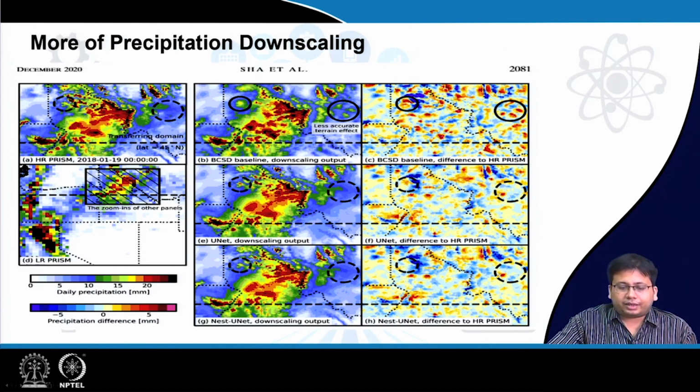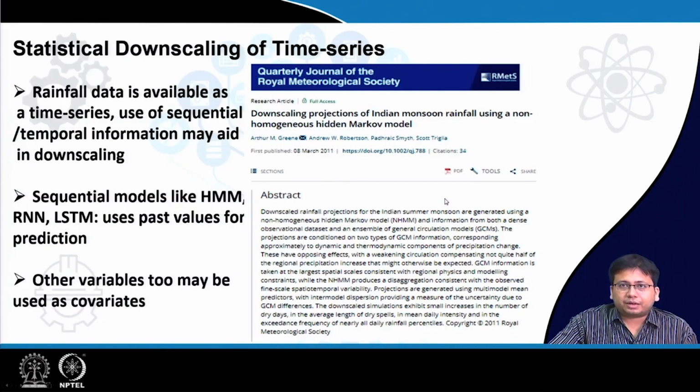And then once again they calculate the differences between the downscaling output and the actual measurements which they have obtained from some satellite, and they carry out the identification pixel by pixel.